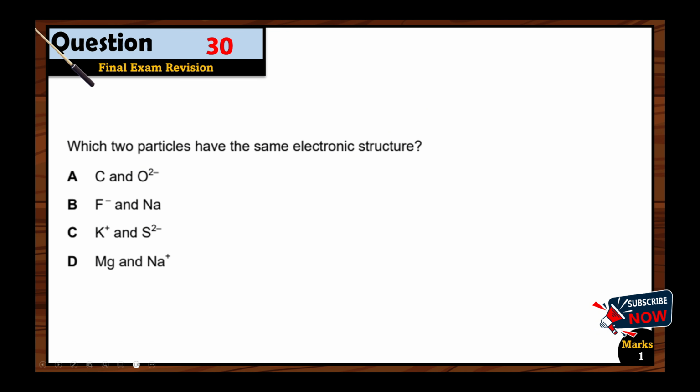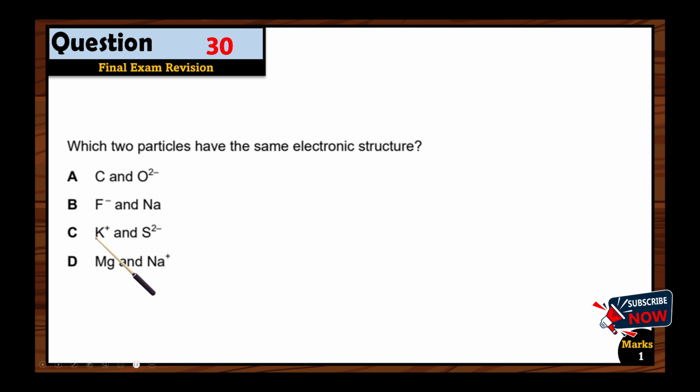Question number 30. Which two particles have the same electronic structure? For the electronic structure of all these, you have to see your periodic table. Carbon has 6 electrons, and if oxygen gains 2 electrons, it will become 10, so they are not the same. Now fluorine has 9 electrons, so when fluorine gains one more electron, it will become 10. And what about sodium? Sodium has 11 electrons, so they are also not the same.